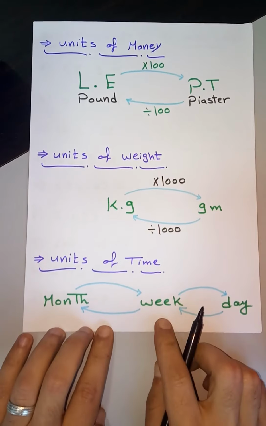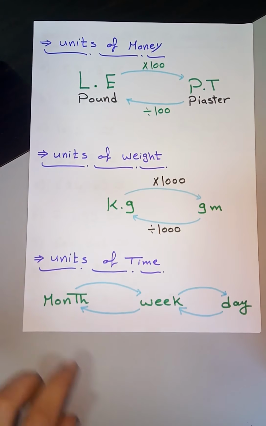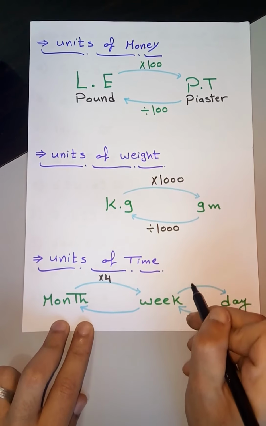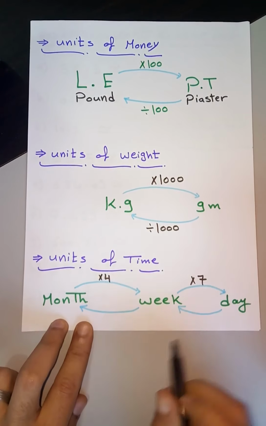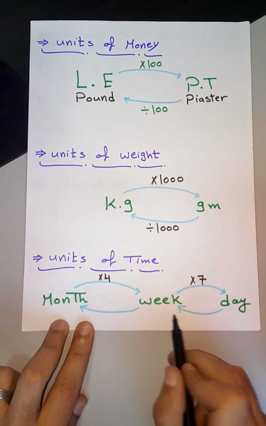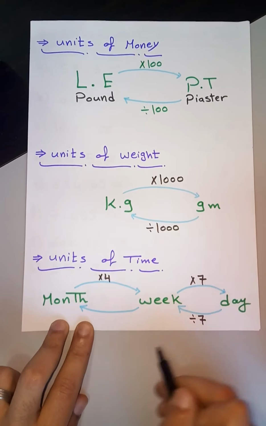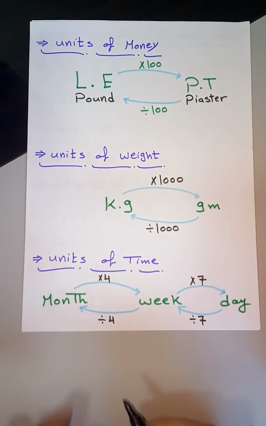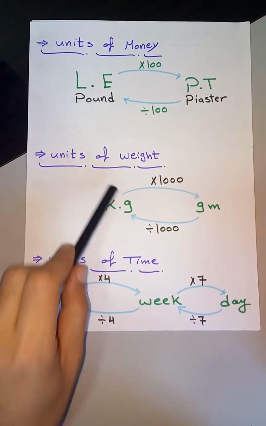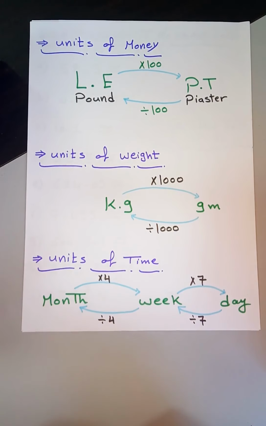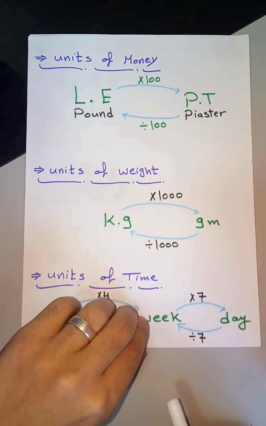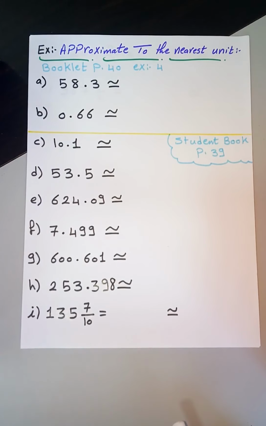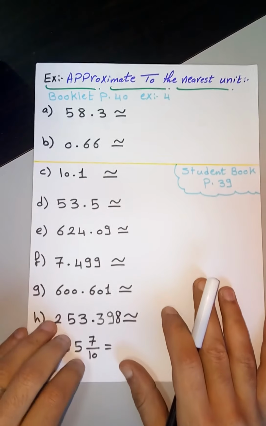The last units that we have are the units of time. You know that the month has approximately 4 weeks, and the week contains 7 days. If you want to convert from day back to week, you have to divide by 7. And from week back to month, you have to divide by 4. You will take other kinds of units for weight and time in primary 4, but not in this lesson.